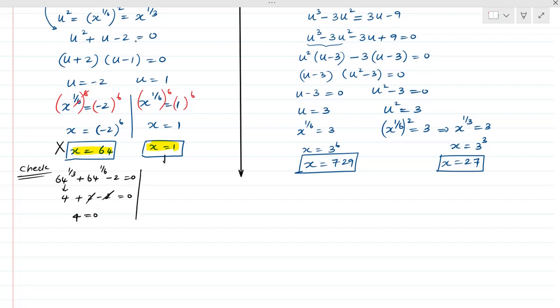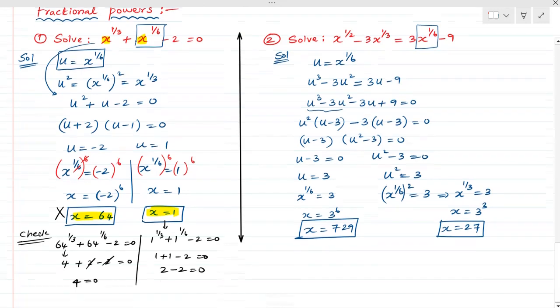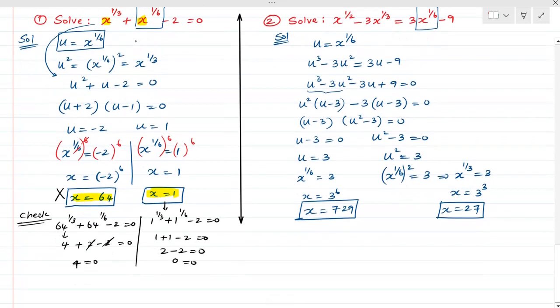Now next one, I substitute the 1. So 1 to the power 1 over 3 plus 1 to the power 1 over 6 minus 2 equals 0. This becomes 1 plus 1 minus 2 equals 0. 2 minus 2 equals 0. Therefore 0 is equal to 0. So this is the solution for the given equation.